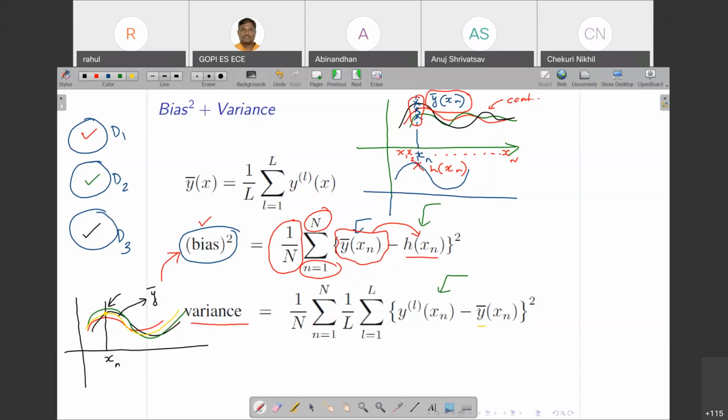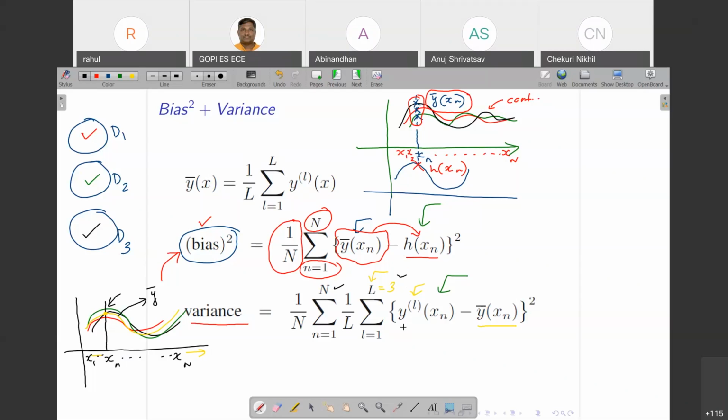Y bar of xn is that average. This L is the data set number. So here it is made more general: there are L data sets available. In this case it is only 3, so this L value is 3. And the number of data points is how many data points you are collecting on this axis. As I told you, it starts with your x1, x2, and so on, and goes all the way up to xn. So that is n here. But in this example, I have chosen L equal to 3.